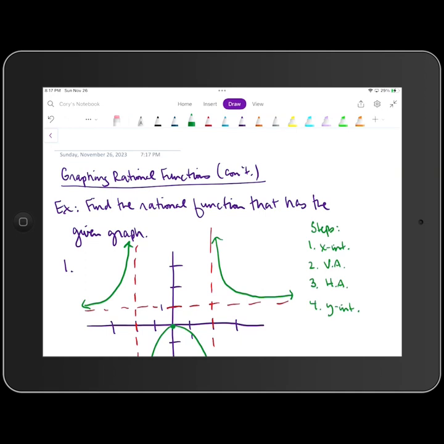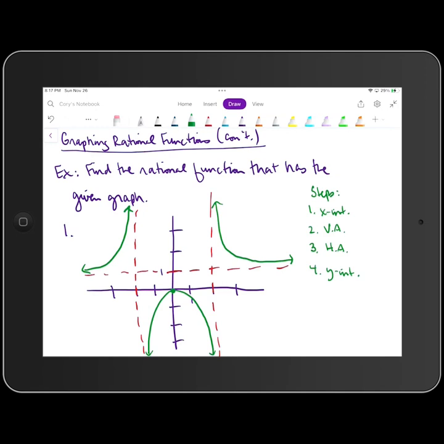Okay, so we're going to go ahead and wrap our lesson up on graphing rational functions. We have one more type of example that we're going to look at. We're going to look at two examples of this type, but up to this point, we have been given a rational function and asked to sketch the graph. And in this last set of two examples, we're going to be given the graph of a rational function, and then we're going to use it to come up with the rational function which has that graph.